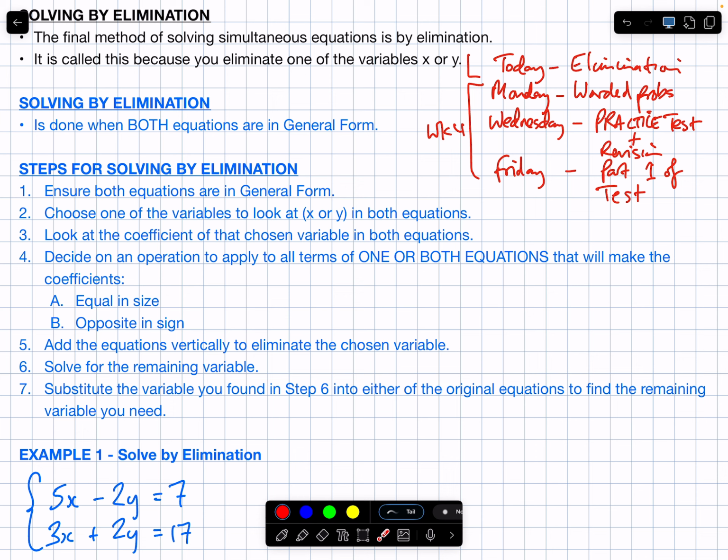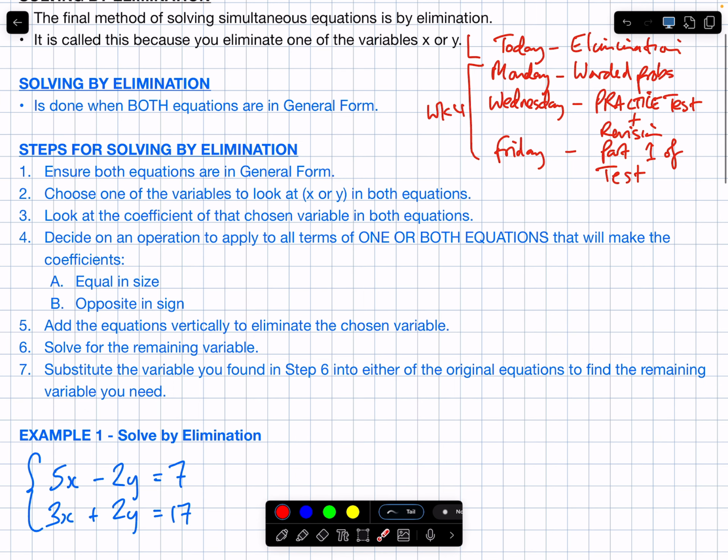So these are your steps. Much like last week, the steps seem a little confusing as you go through them because you have no context. But when you see how the steps work, it makes sense after. So the steps for solving by elimination: make sure both equations are in general form. Choose one of the variables to look at. So you have a choice. Choose x or y to look at.